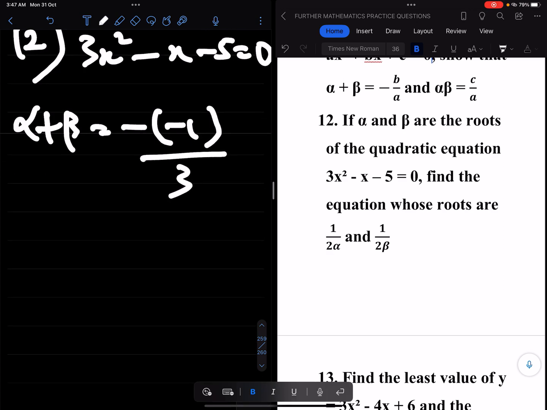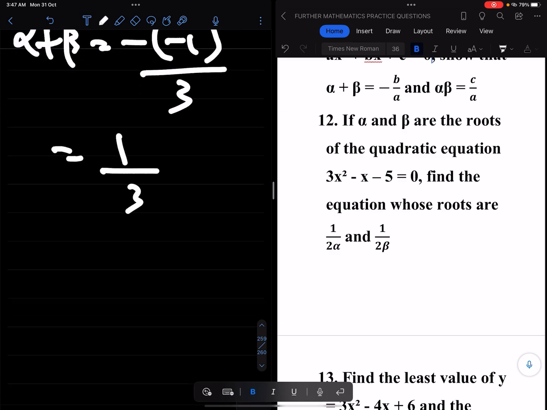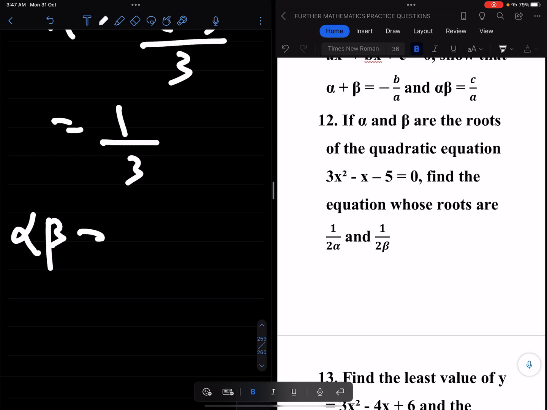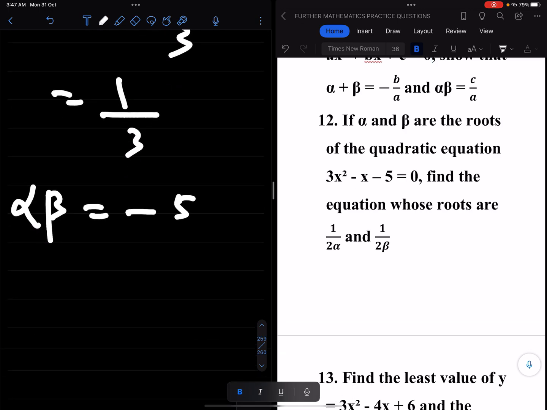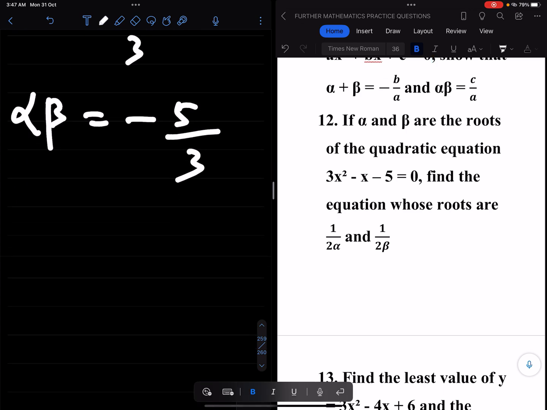a is 3, b is minus 1, and c is minus 5. And this simply means alpha plus beta is 1 over 3. Alpha beta is c over a, which is minus 5 over 3. Now the equation whose roots are 1 over 2 alpha and 1 over 2 beta.